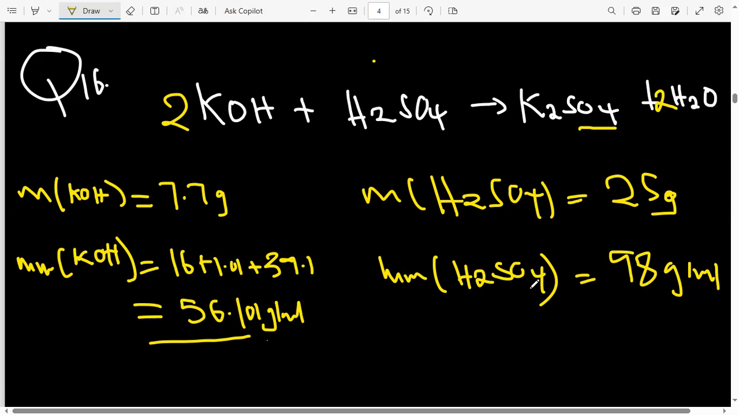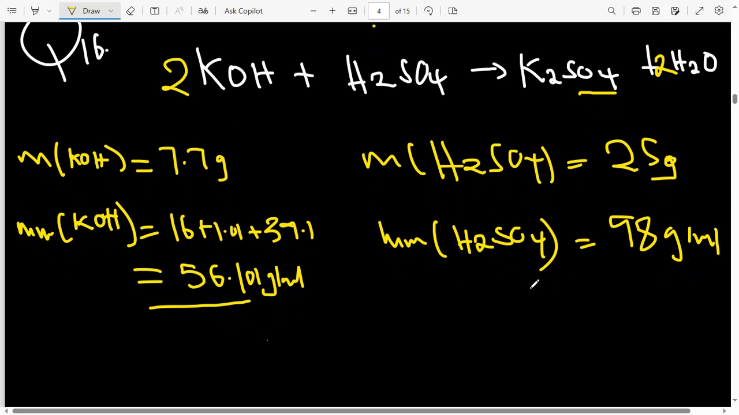Okay, so those are the things that we have. The first question there, they are saying find the limiting reagent. So how do we find the limiting reagent?